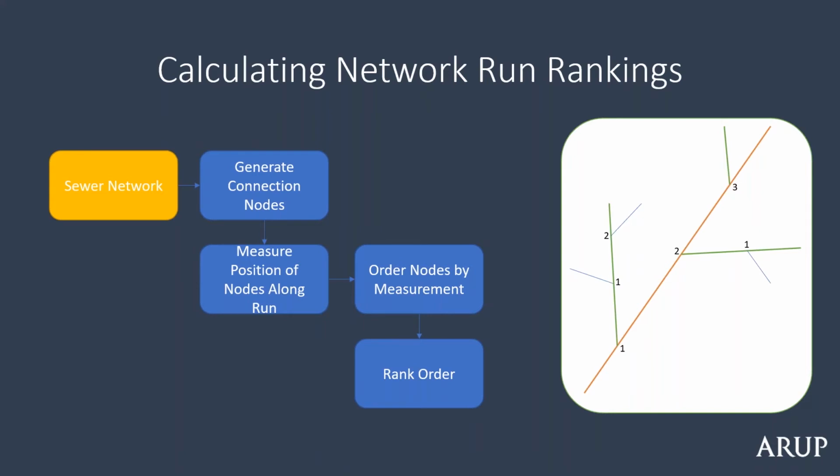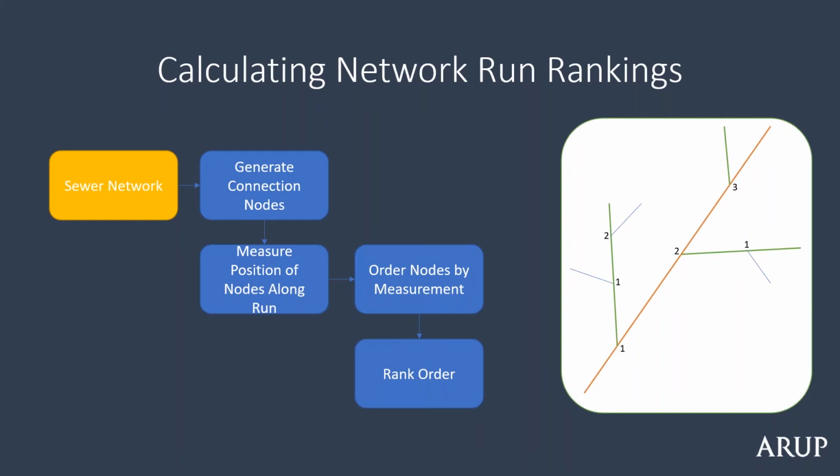So how we did this was by generating a connection node at every single intersection. We measured the point of where those nodes were across each power run, and then based on that, we could rank their measurements. And this is taking into account direction of flow as well, so making sure that it's flowing away from the source, away from the outfall location.